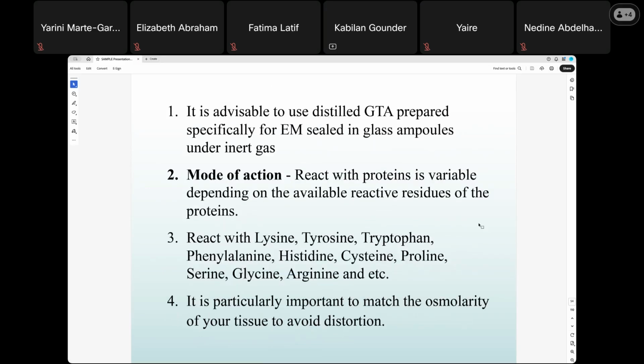So it is advisable to use distilled glutaraldehyde prepared specifically for electron microscope. So what is the action? Anyway, we always talk about preservation. What is the preservation? When you go to grocery supermarkets, you can see three different types of storages.